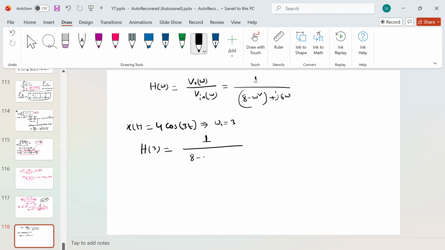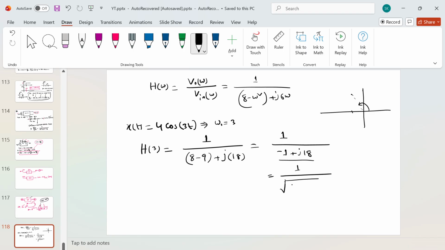So 8 minus 9 plus j18, right? So 1 by minus 1 plus j18. If you see this particular quantity, minus 1 and j18, somewhere here this coordinate will be, and this is the angle you will get. So you can calculate the magnitude, square root of 18 square plus 1, and the angle, this angle I can easily calculate.